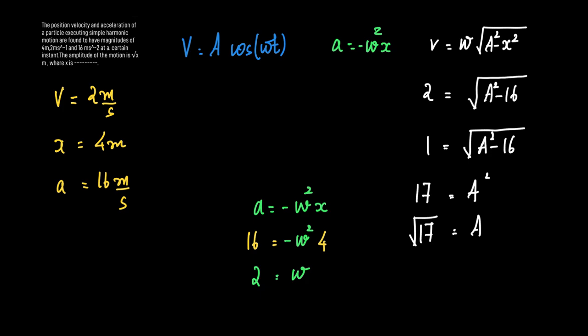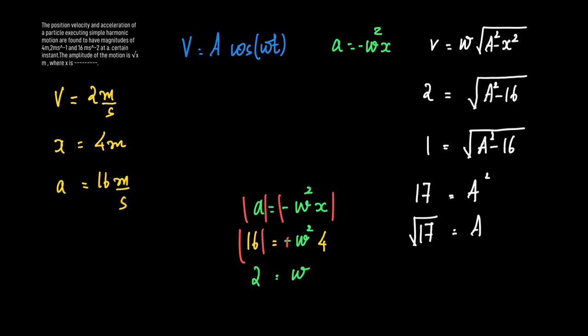Okay. So from the question, velocity is 2 meter per second, displacement is 4. So v is 2, x is 4, and a is 16. From the first equation, a is minus omega square x. If I take magnitude of this, what I get is 16 is equal to 4 omega square. Acceleration is 16, displacement is 4, and therefore omega square is equal to 4 and omega is equal to 2.